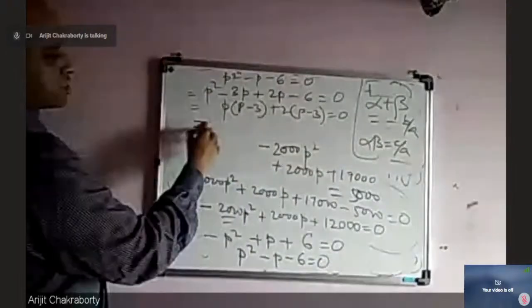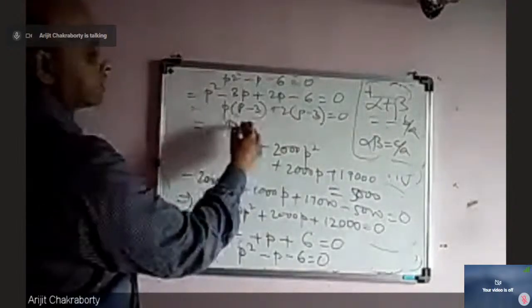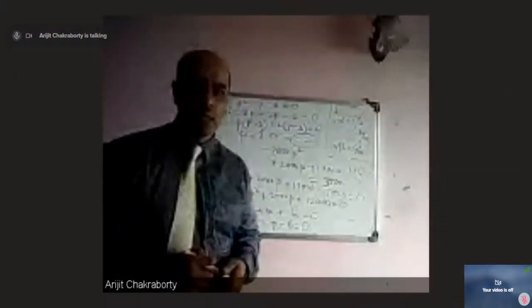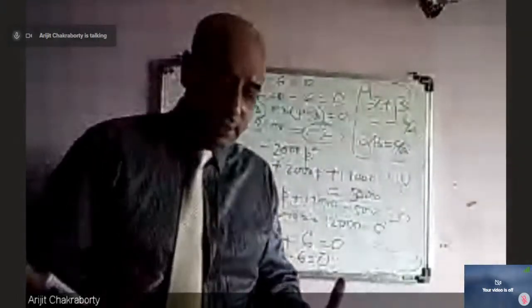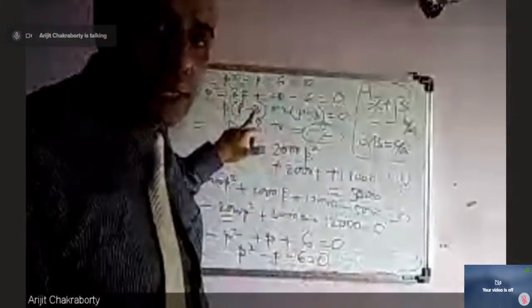So P is either equal to 3 or P is equal to minus 2. But a quadratic equation has two solutions, and you have to apply your mind. P is price. We have got two values: one is 3, one is minus 2.